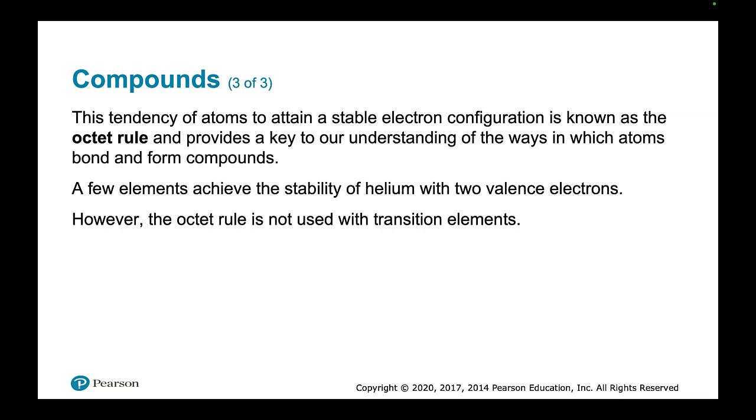Again, we call that the duet rule, and it's really because those first few elements are just too small to cram in 8 electrons right around the nucleus. And so you really need more energy levels in order for things to want that 8 valence electrons, or those 8 electrons.